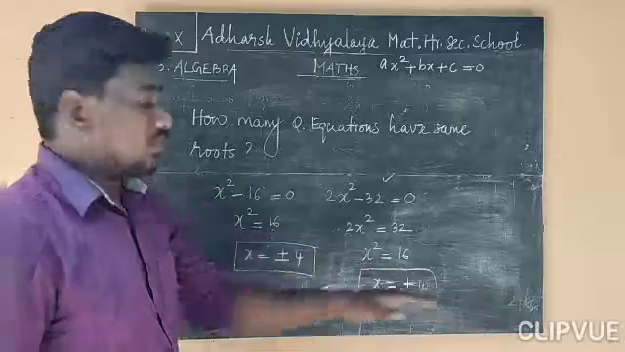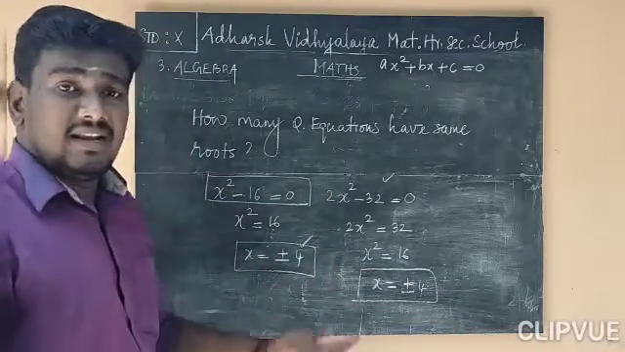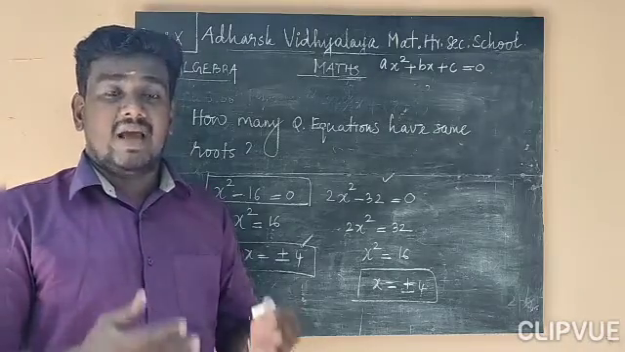Plus 4 and minus 4. So for this also, what do we get? Plus 4 and minus 4. So infinitely many quadratic equations can have the same roots.